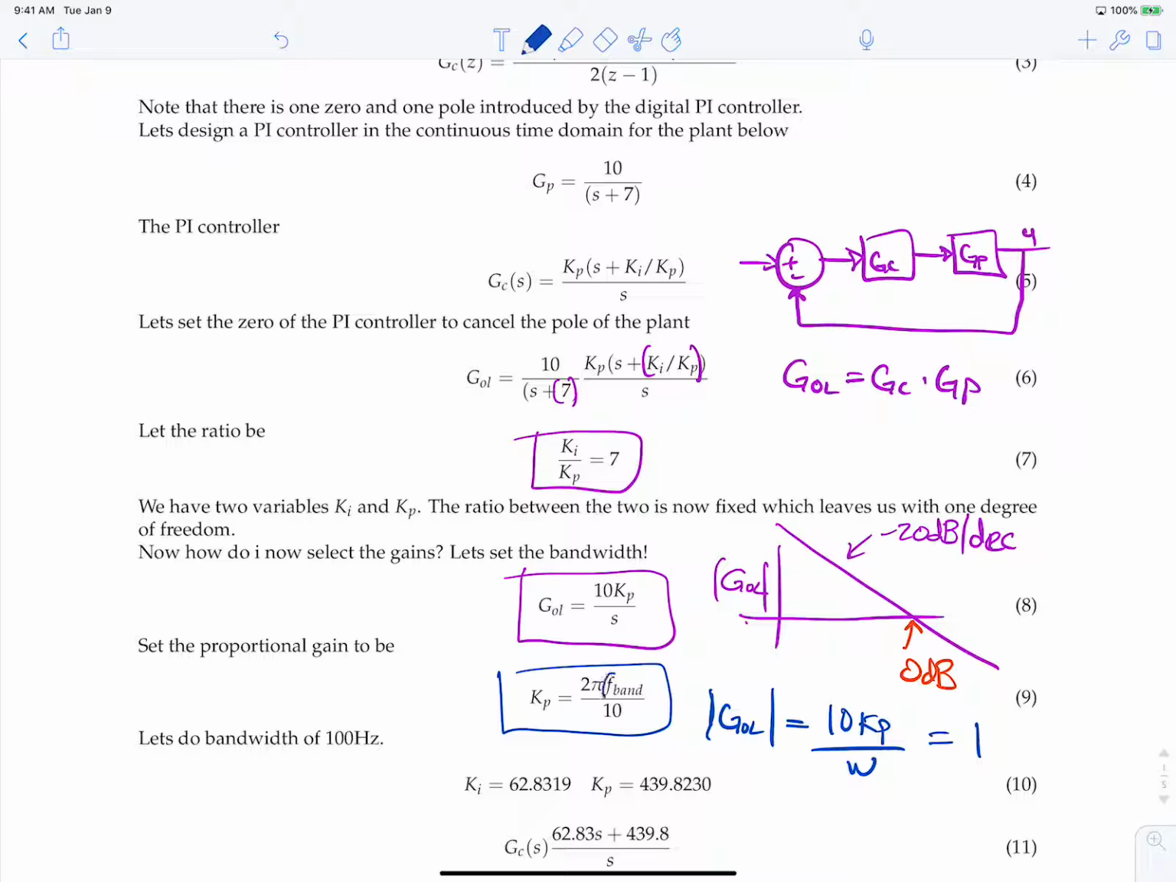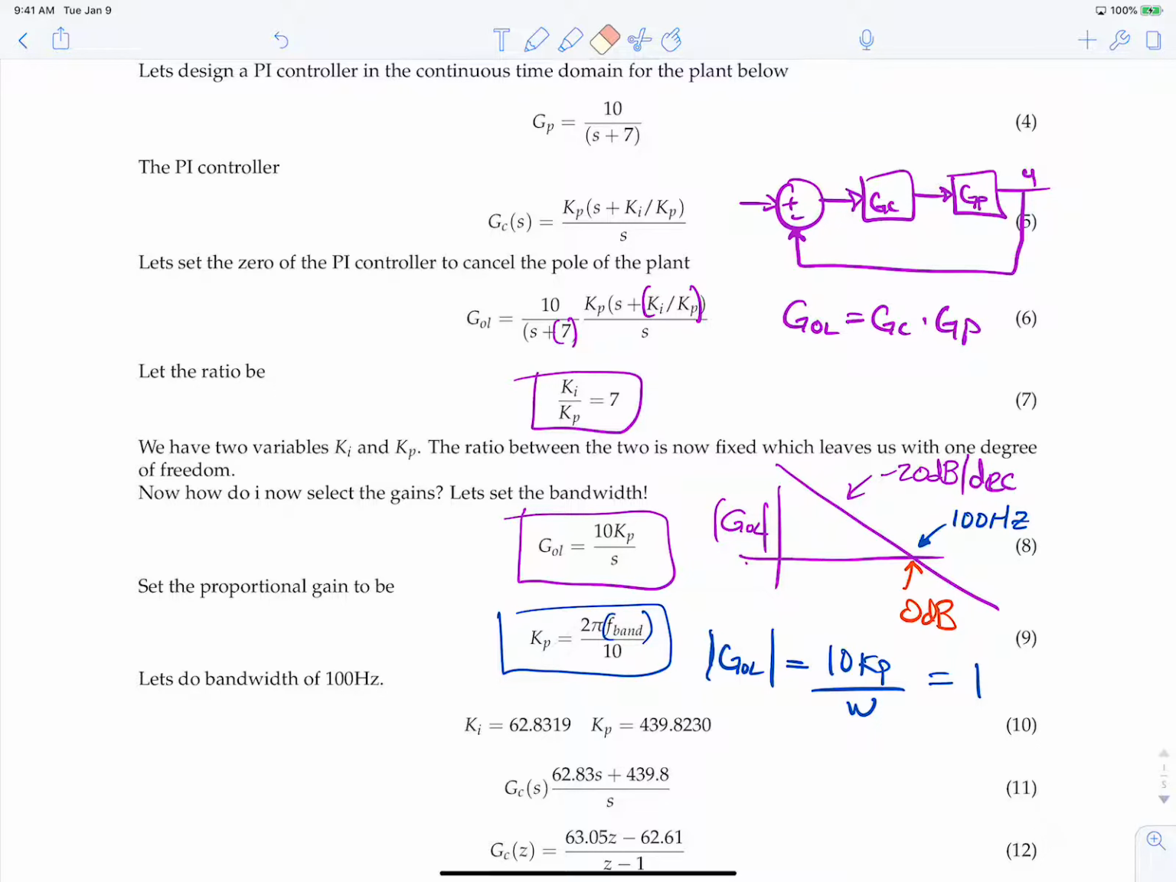Kp is a function of F band, the bandwidth I'm going to select. I'm going to select here to be 100 hertz. So that's going to be the bandwidth of my controller. If I look right here, this point here will be 100 hertz. All right, so if I go ahead and calculate Kp with 100 hertz, 2 pi 100 hertz by 10, what I'll get for Kp is right here, 439.823.